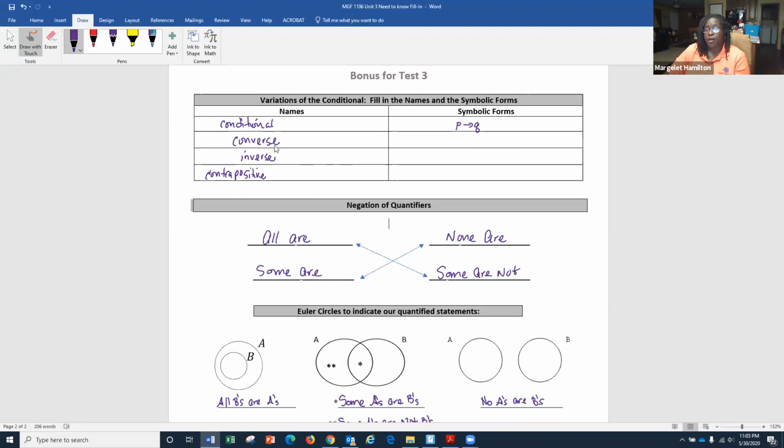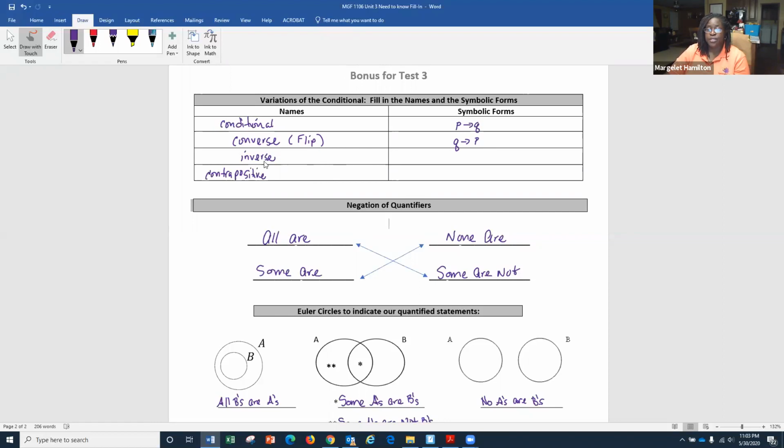When we look at our converse, converse simply means that we're going to flip it over. So we're just going to flip our conditional statement. Whereas P implies Q is our original conditional statement, we're now going to have Q implies P. Just going to flip it around.